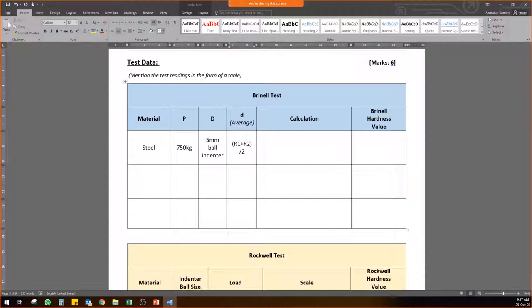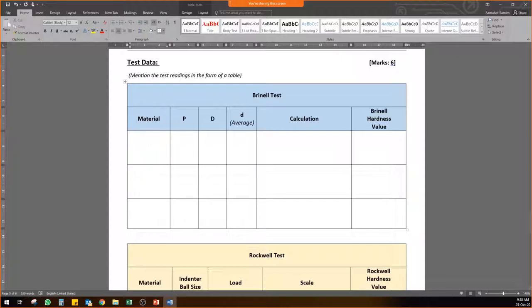So these are the microscope readings. You have to write the average value here. Then you can find the calculation here. So BHN for steel, you can find it here by using the formula. The formula is given there also. And once you get the final answer, you have to write it here. Maybe the hardness value is 75, or maybe the hardness value is 80. So you have to write the final value here. And the same for aluminum, and the same for brass. Easy. I hope you understand how you will put the test data here.